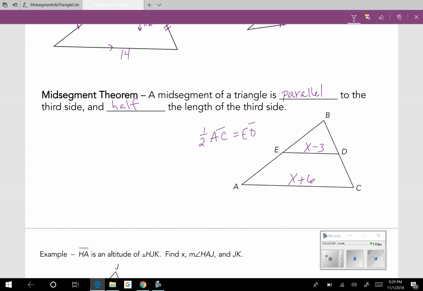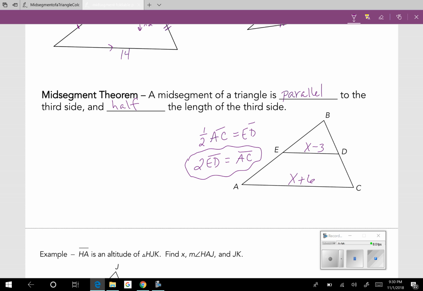Or you could think of it the other way around. 2 times the midsegment, which is ED, is equal to your third side, which is AC. I tend to think of it this way, okay? Because I know a lot of us don't like dealing with fractions, so just dealing with 2 times the midsegment will be easier.